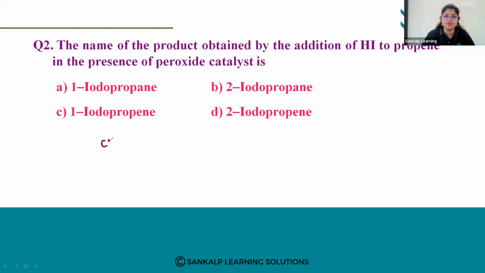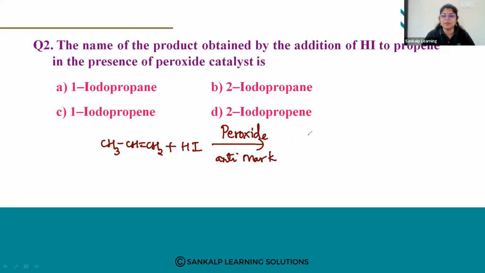The name of the product which is obtained by addition of HI to propene. So how is the structure of propene? CH3, CH double bond, CH2, plus HI. We are going to add a hydrogen halide. They have said in the presence of peroxide. So when you have peroxide, it is following the Anti-Markovnikov rule.